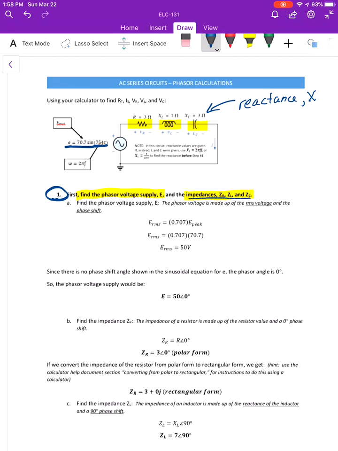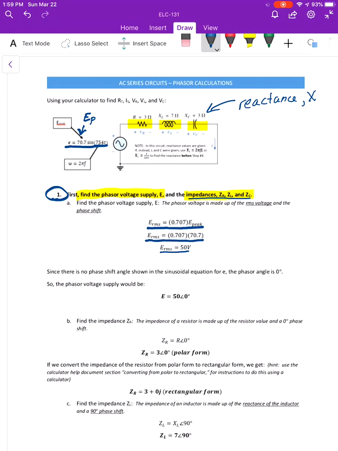All right. So first we're going to find the phasor voltage, and to do that we're just going to find the RMS voltage from the peak. Remember, right here, this is our peak voltage, E peak or V peak, whatever you want to call it. So 70.7 is our peak voltage. If we multiply that by 0.707, we get the RMS voltage, which is 50.